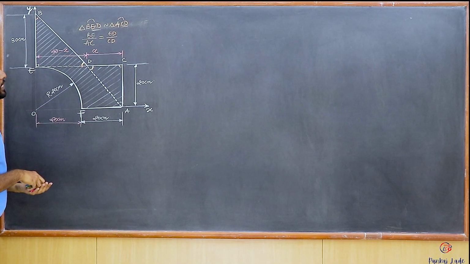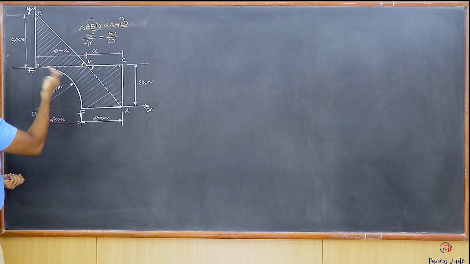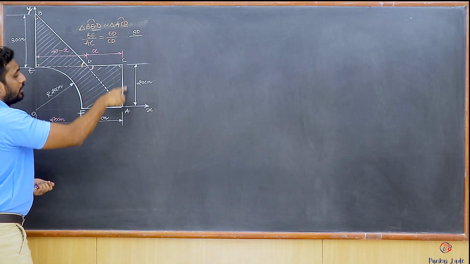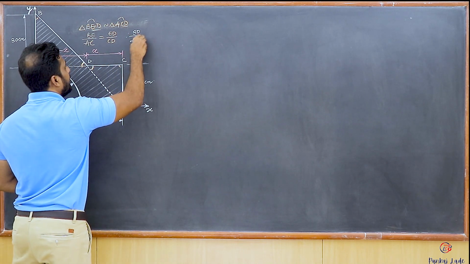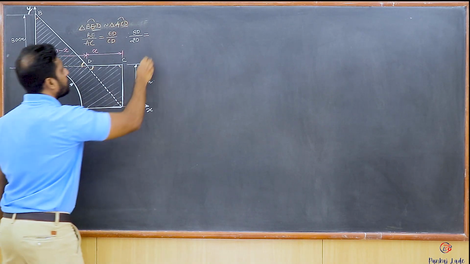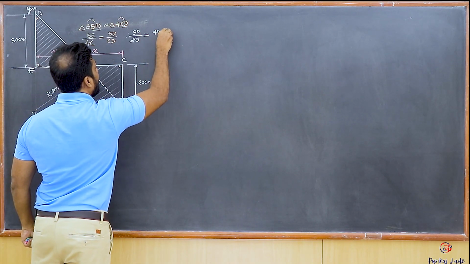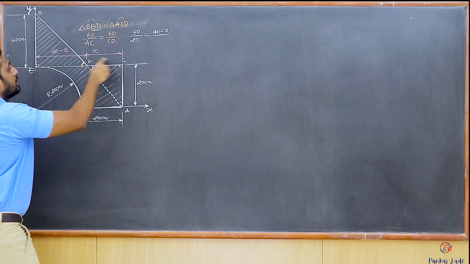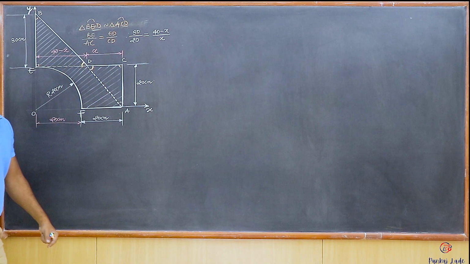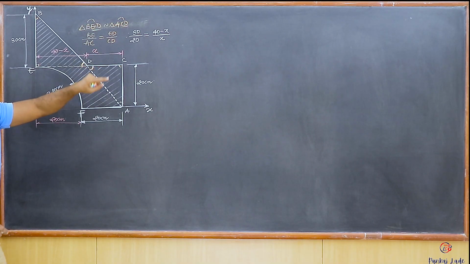So I can say BE upon AC, BE which is 30 upon AC which is 20, is equal to ED. What is the ED length? It is 40 minus X, upon CD, that is X. The 0 and 0 will cancel. You get 3 and 2. You just do the cross multiplication.